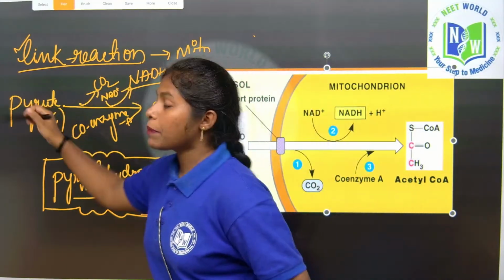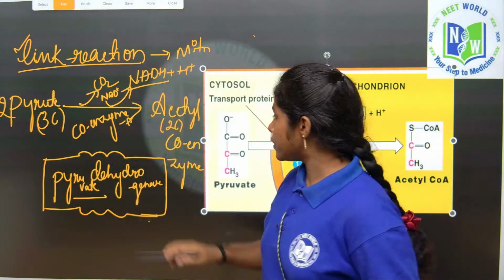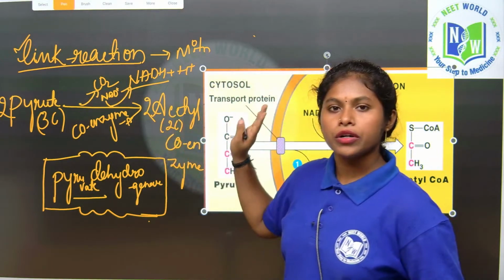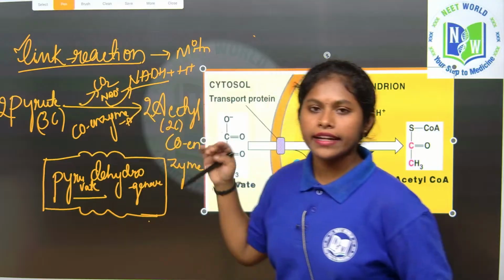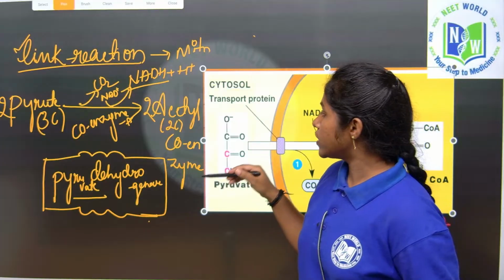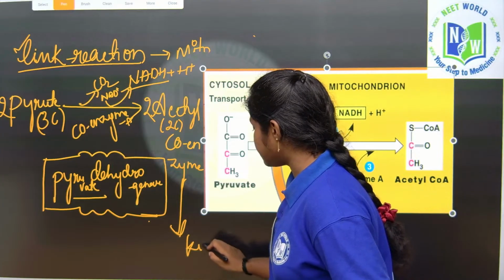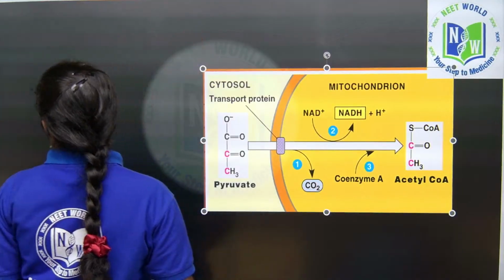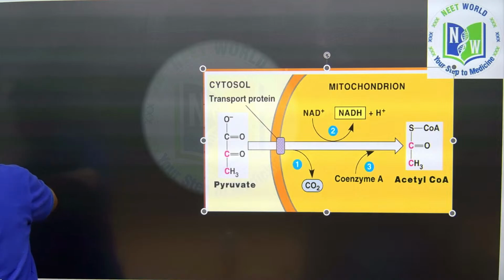How many pyruvates are produced at the end of glycolysis? 2 pyruvates are produced, which means 2 acetyl-CoA are produced. These 2 acetyl-CoA are also 2 carbon compounds, right? For one pyruvate one carbon goes out, and for the other pyruvate the same reaction happens. Got it? Then this acetyl-CoA gets into the Krebs cycle, which also happens in the mitochondrial matrix only. Let's see how it happens.